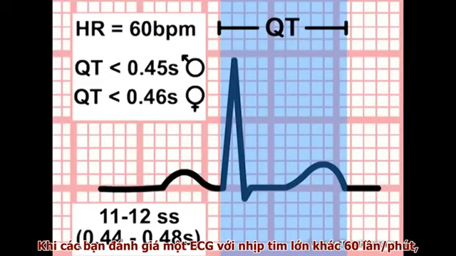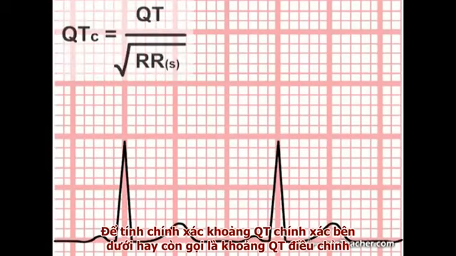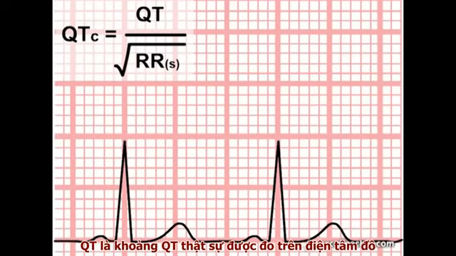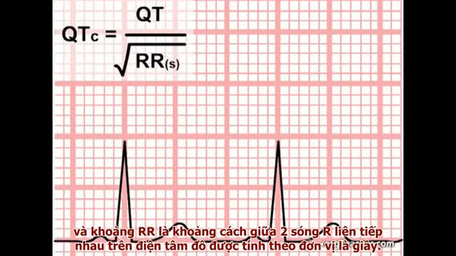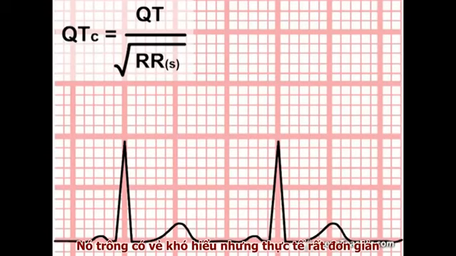When faced with an ECG with a heart rate other than 60 beats per minute, to calculate the true underlying QT interval, referred to as the corrected QT interval, we use the formula shown on screen. The corrected QT interval is equal to the observed QT interval divided by the square root of the RR interval. The RR interval is the distance between the preceding R waves measured in seconds. This sounds horrendous, but it's pretty straightforward.